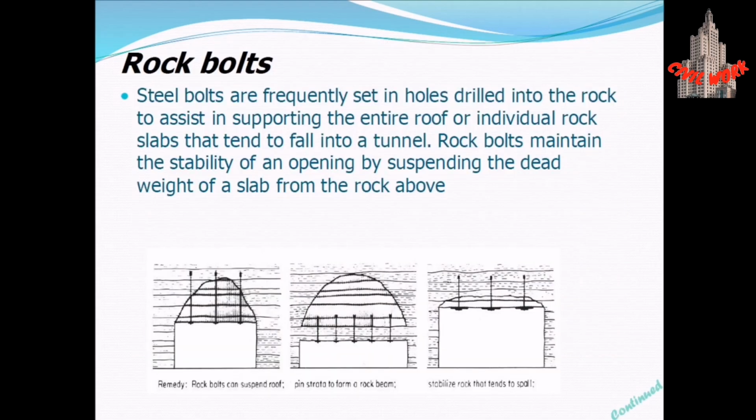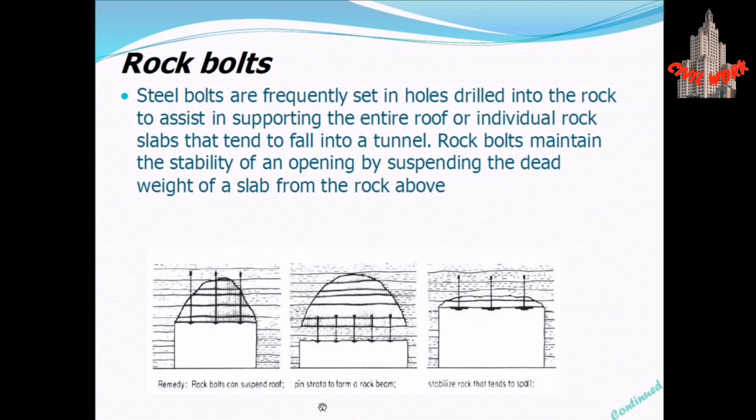Moving further, we have rock bolts. Rock bolts generally refer to maintaining the stability by drilling into the rocks of the mountain or unstable material, or we can say unstable soil or strata. Steel bolts are frequently set in holes drilled into the rock to assist in supporting the entire roof or individual rock slabs that tend to fall into a tunnel. Rock bolts maintain the stability of an opening by suspending the dead weight of the slab from the rock above.